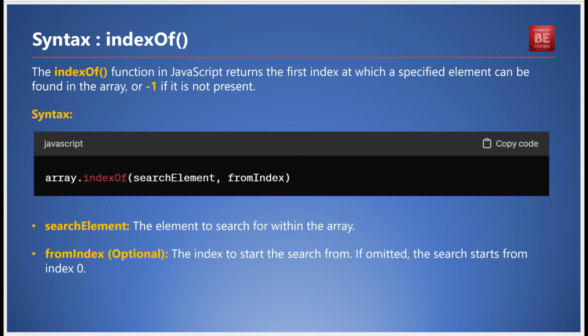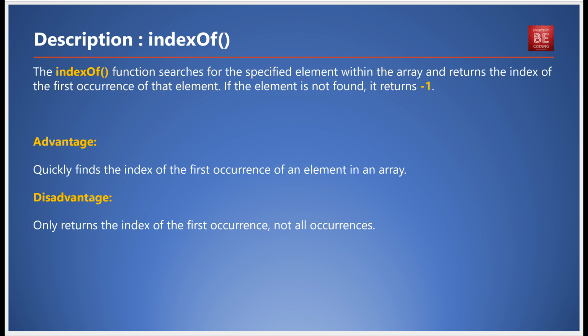Here, the search element is the element you're looking for in the array. The fromIndex, which is optional, is the index from which the search begins. If you leave it out, the search starts from the very beginning of the array, that is, index 0. So, the indexOf function starts scanning the array, and as soon as it finds the first occurrence of the element you're searching for, it returns the index. If the element is not found, it returns -1.